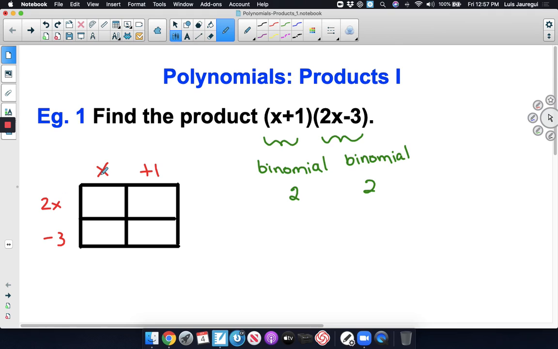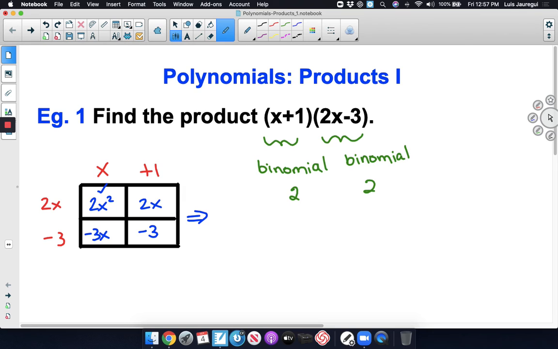So we have 2x times x is 2x squared. Then you have 2x times 1 is 2x. Then you have negative 3 times x is negative 3x. And lastly, you have negative 3 times 1 is negative 3. So from here, we get the following expression.